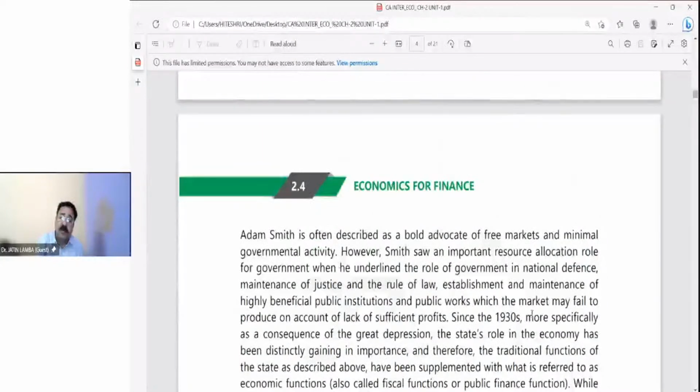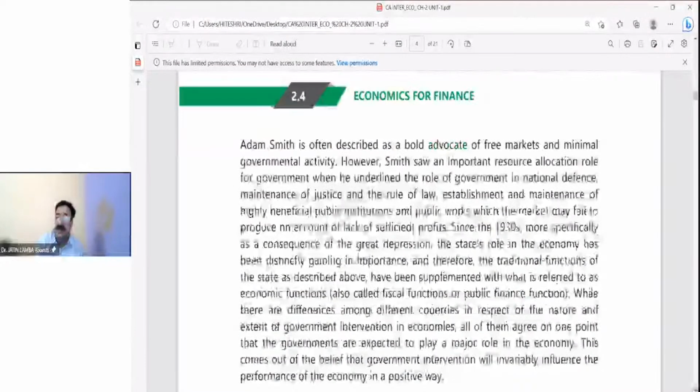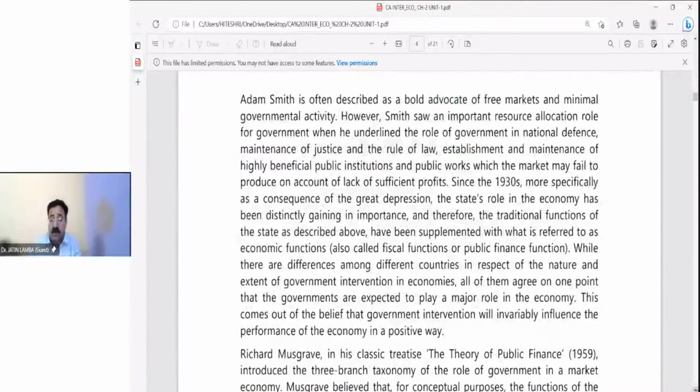Adam Smith is often described as a bold advocate of free market economy. Listen, Adam Smith was one of the traditional economists, or you can say the classical economists, and he always advocated the free market system. And what is the free market system? It means minimum or no government interference, no government activities.